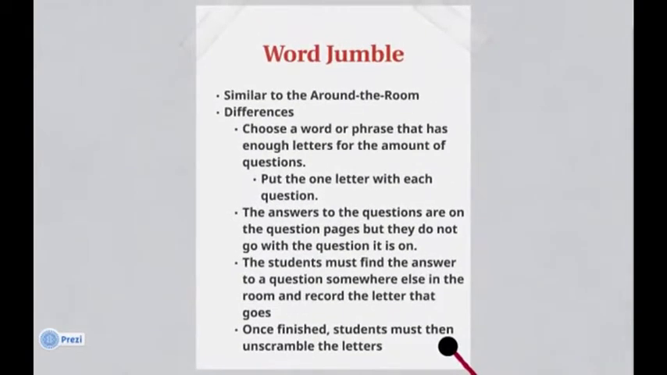We also have a word jumble. This is kind of like a puzzle. It's very similar to the around the room with a few minor differences. So you pick a word or a phrase that has enough letters for the amount of questions that you're doing. You put one letter from that phrase on each of your questions. You're also going to put answers with your questions.